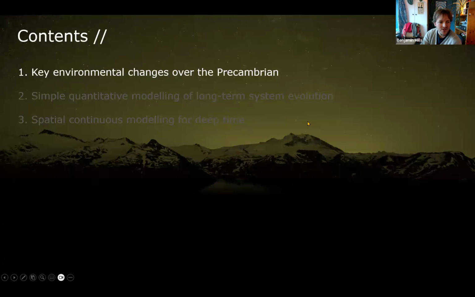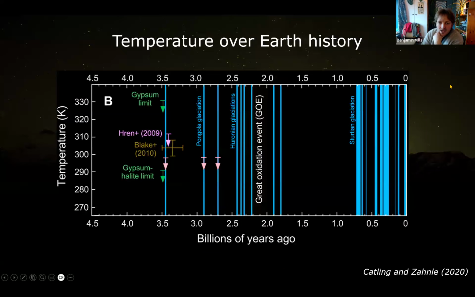Okay, so first thing, key environmental changes over the Precambrian. I'm going to talk about a few very basic things that we think we know about Earth history. So first off, the temperature of the planet. There isn't a very good or well-agreed proxy for the temperature over 100 million year, billion year timescales. But what we do have is a relatively consistent record of glaciation.